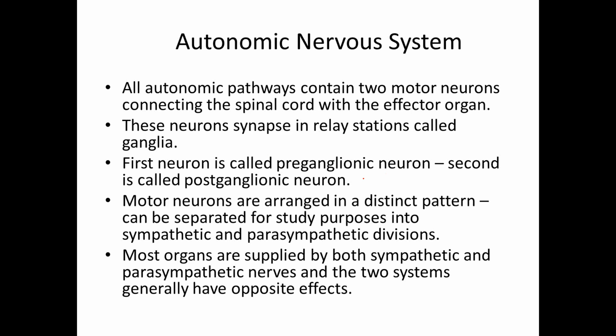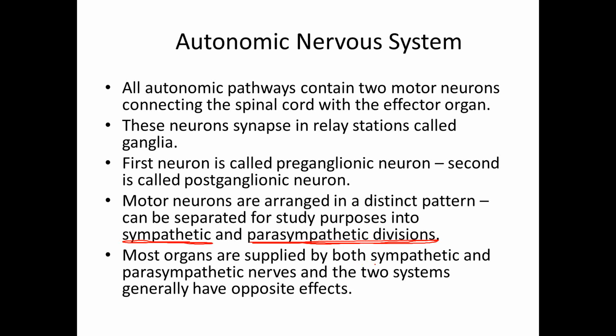Now these motor neurons, these neurons responsible for the movements in these automatic processes, are arranged in a distinct pattern, and we can separate them into two divisions: a sympathetic division and a parasympathetic division. Now the thing to remember is that most organs are supplied by both sympathetic and parasympathetic nerves. And the other thing that you need to know is that the two types of nerves have different effects.